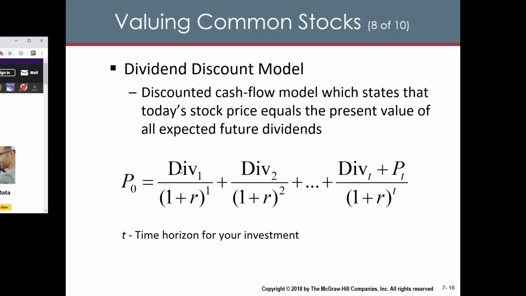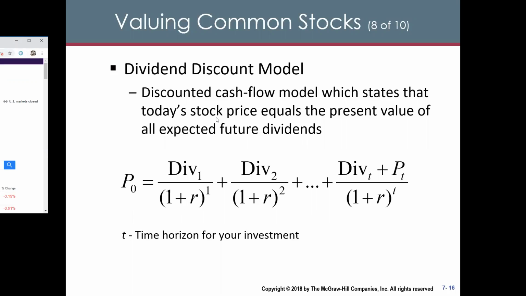So we can discount this future cash flow back to today's value. Dividend 1 is discounted by 1 year, so divided by 1 plus R. Dividend in year 2 is divided by 1 plus R squared. And at the end of the holding period, time t, the dividend at time t plus PT, the price at time t, is divided by 1 plus R to the t. Adding all those cash flows together, we get today's present value.